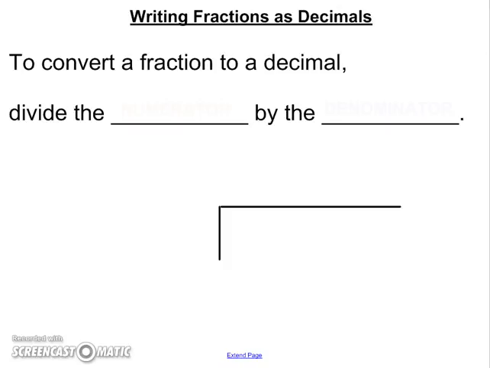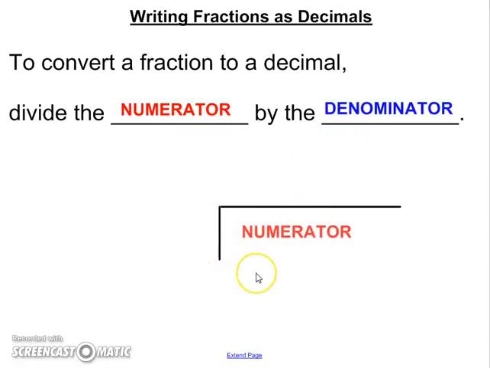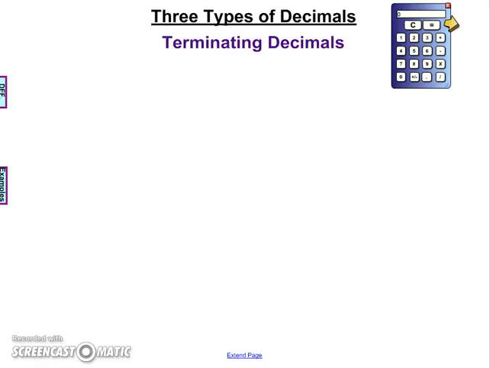So, first of all, writing fractions as decimals. To convert a fraction to a decimal, we divide the numerator by the denominator. So when we have our little division box, the numerator goes underneath the box. The denominator goes out in front of the box. Okay, people try to do that backwards many times. And so the numerator goes under the box. The denominator goes out in front.